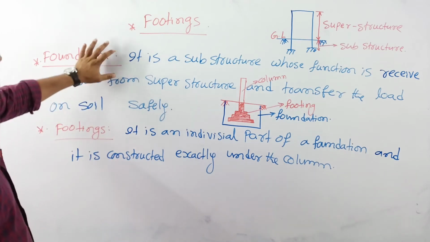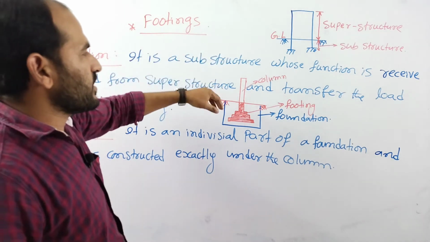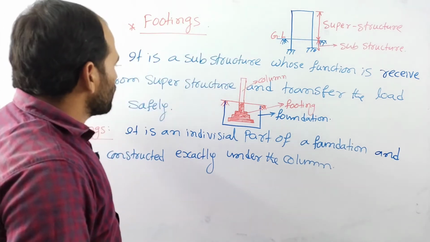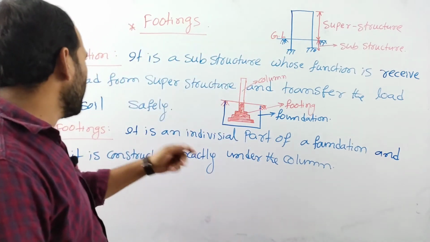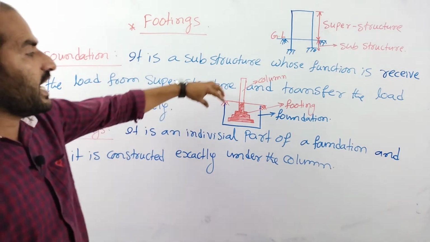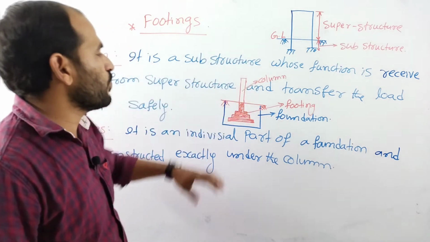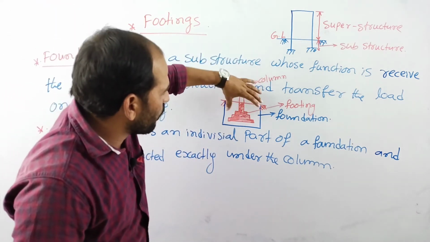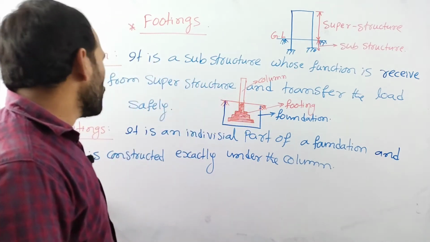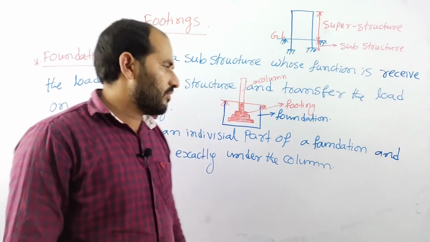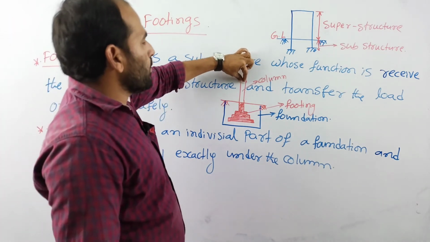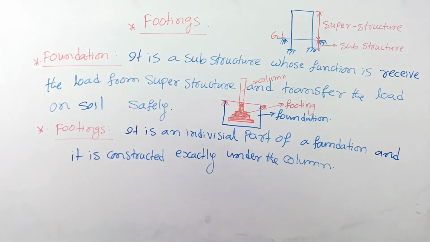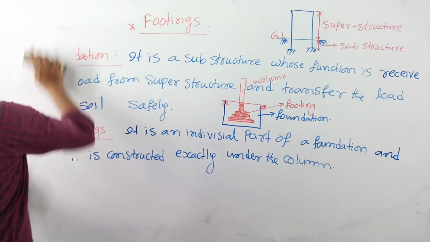Here foundation is a substructure whose function is to receive the load from the superstructure and transfer the load on the soil safely. But footing is an individual part of the foundation. This trench is called foundation. The footing is an individual part of the foundation and is constructed exactly below the column. So this is about the footing and foundation.